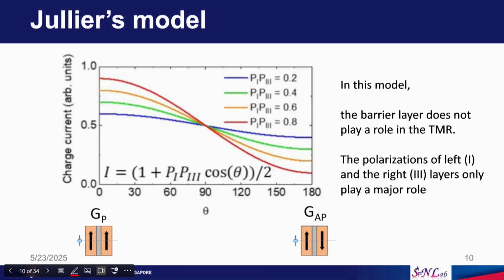If you look at some results like this, it is talking about the polarization of the left side electrode, the right side electrode and so on. If you make both the ferromagnetic layers have a large polarization, you will have a large TMR. So that is basically the model. It does not talk about the role of a barrier layer in TMR.